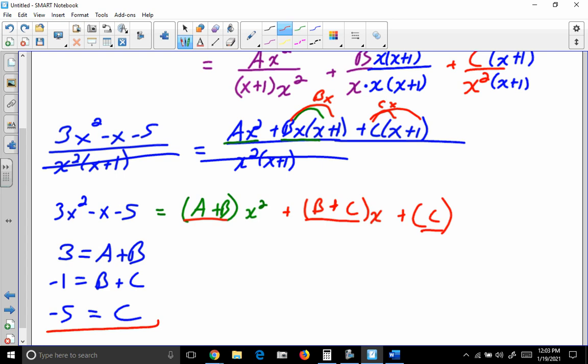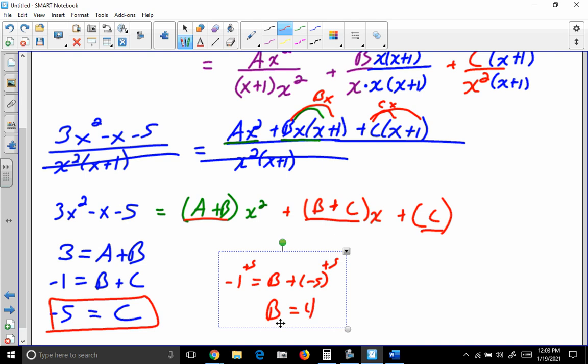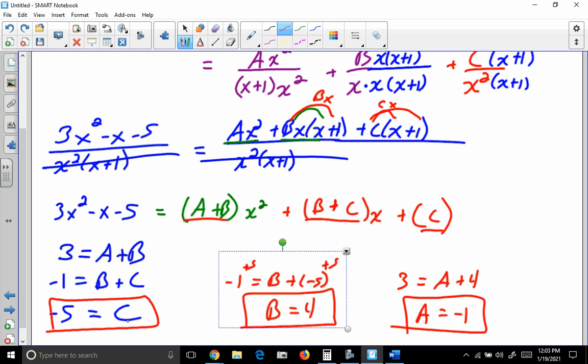Once we get c, we can replace c, and then that'll give us that b. If we add 5 to both sides, we'll get that b is 4. And once we know b, then we can plug that in. Subtract 4 from both sides, and we get a is negative 1. So once we know one value, plug that in, and we can get the others.